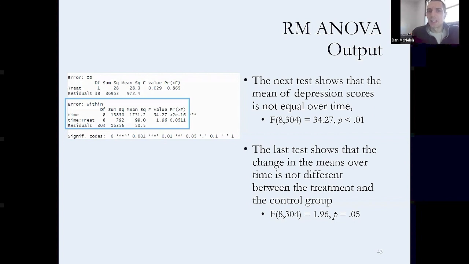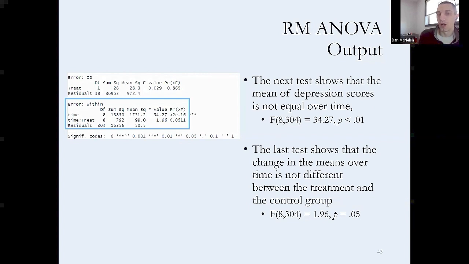The second test asks if the mean of depression scores is equal at all 9 time points. So this is the null hypothesis that the mean depression score for times 1 through 9 are all equal to each other. The p-value on that is quite low, so it seems rather unlikely that the means are equal, but it doesn't give us a lot of information about how those things are different.